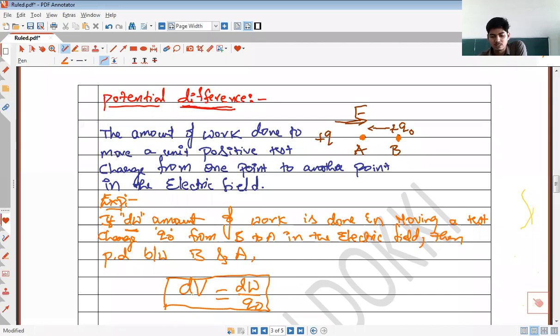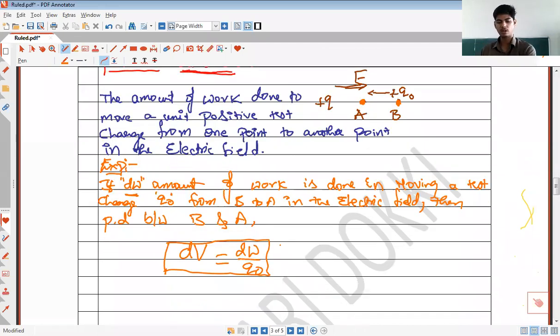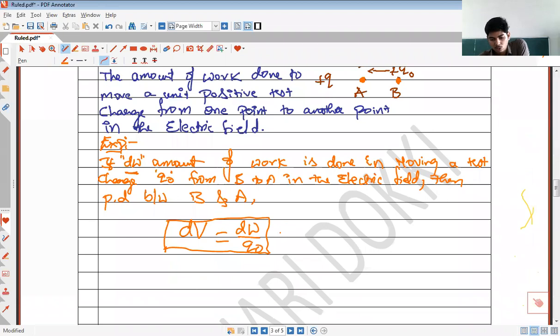See, potential difference is generally represented as dV. Electric potential is represented as V. Right? So dV is equal to dW divided by Q naught. This is the expression for potential difference. Or you can also write the same as VA minus VB is equal to dW divided by Q naught. You can even write the potential difference as VA minus VB is equal to dW divided by Q naught.